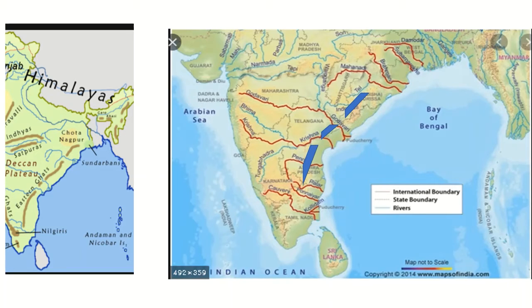The average height is 450 meters, rarely exceeding 1200 meters. And in the map you can see that they are not continuous because they are broken by the river valleys of Mahanadi, Godavari, Krishna and Kaveri.